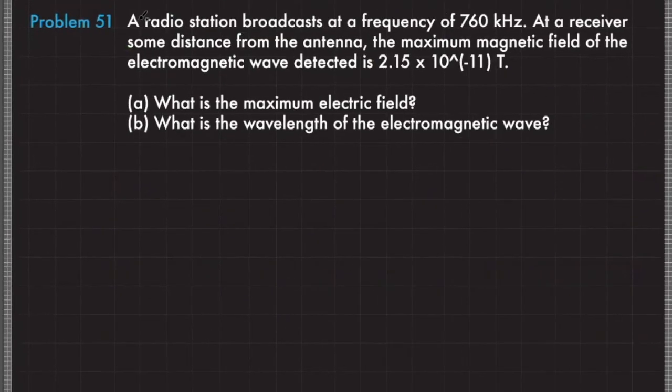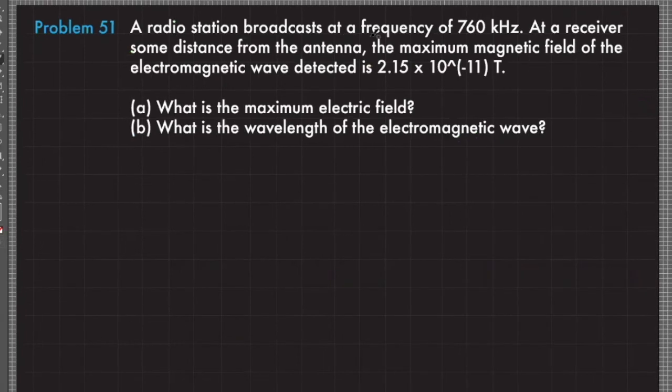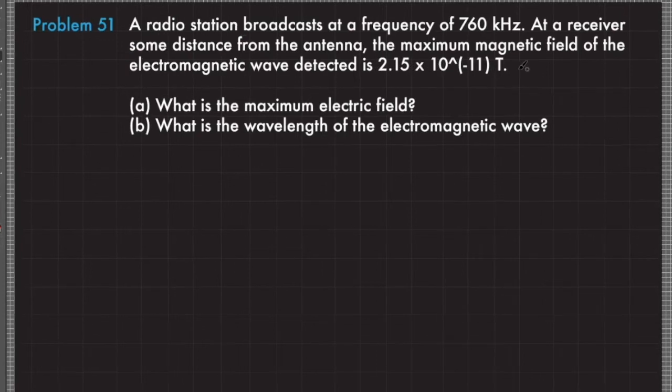This problem is from OpenStax's University Physics Volume 2. It's about the chapter on the energy carried by electromagnetic waves. And it's problem 51 from that textbook. A radio station broadcasts at a frequency of 760 kilohertz. At a receiver some distance from the antenna, the maximum magnetic field of the electromagnetic wave detected is 2.15 times 10 raised to negative 11 Tesla.